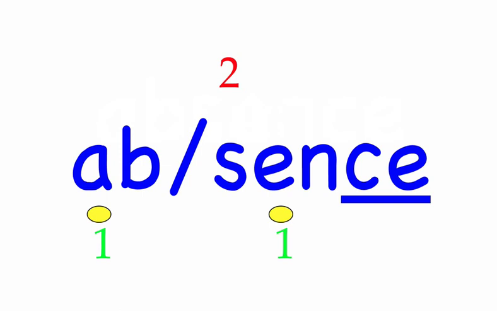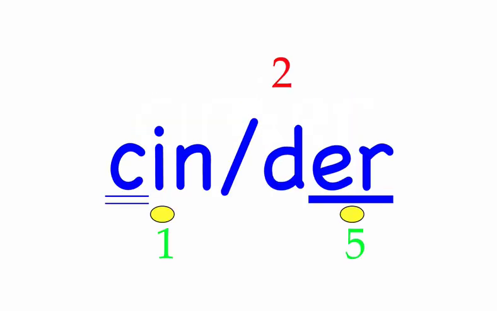Row 7, cinder. Cinder. I got a tiny speck of cinder in my eye. Cinder. Sin, three sounds. S, I, n. Der, two sounds. D, er. Cinder. Mark the word. Cinder.